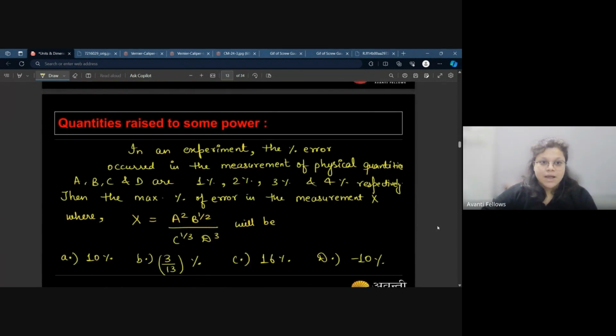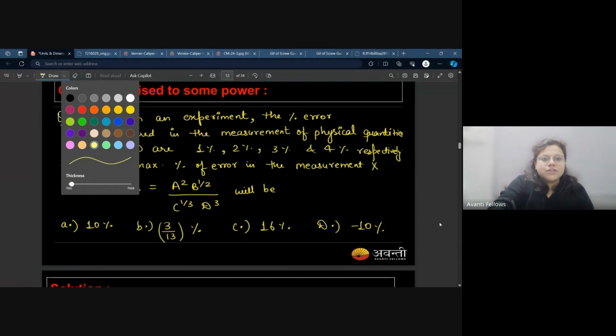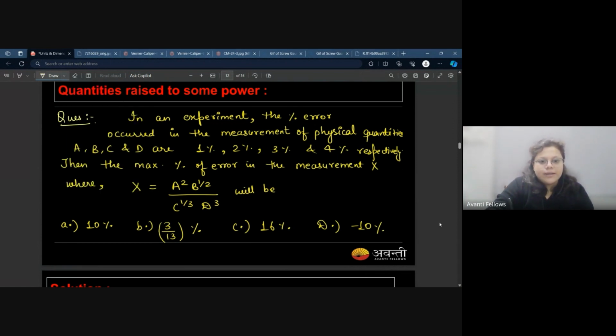Let's solve this question on the basis of this method which I just gave you. In an experiment, the percentage errors in the measurement of physical quantities A, B, C, and D are 1%, 2%, 3%, and 4% respectively. Then the maximum percentage of error in the measurement of X would be. And you have the relation of X with all of these quantities like this. You have 4 options over here.